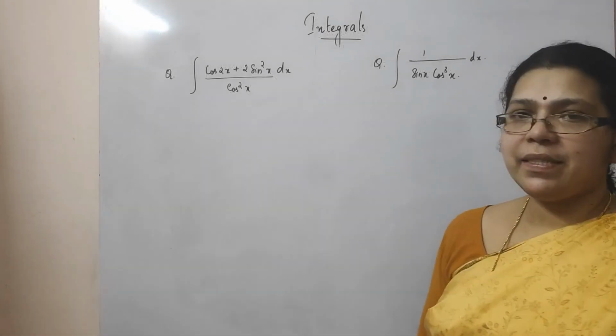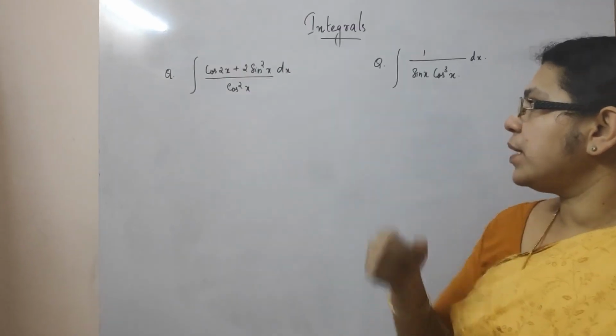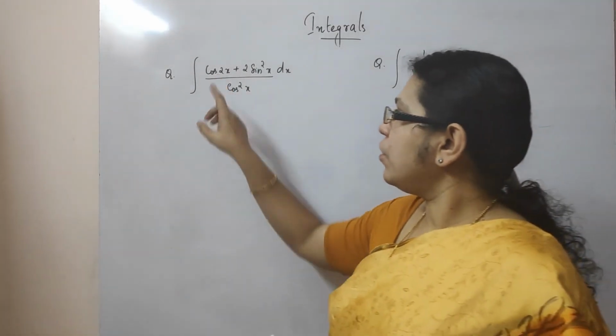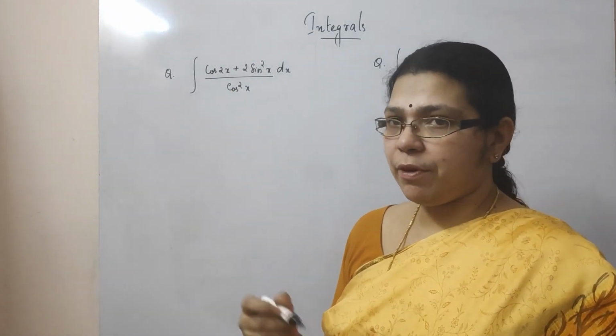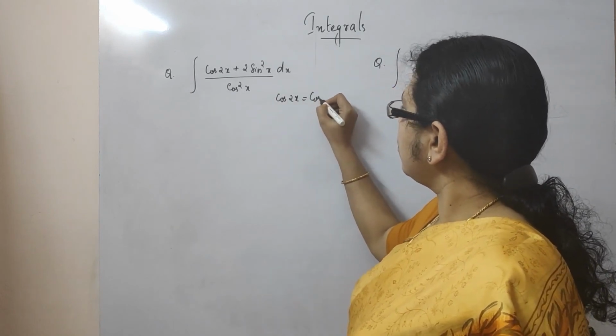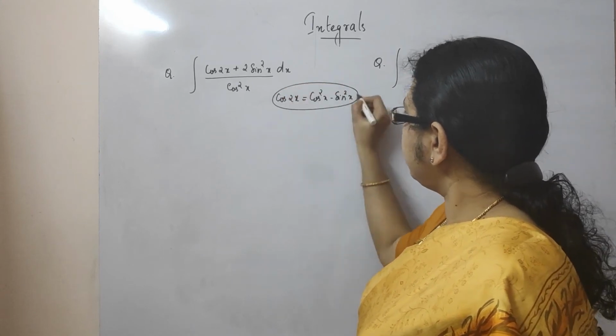Okay. Now, let's see another question. Here you have integral of cos 2x plus 2 sine squared x dx by cos squared x. Now, when I have a cos 2x, I can think about cos squared x minus sine squared x. The formula is there? No. Cos 2x is equal to what? Cos square x minus sine squared x. So, I will be applying this formula over here.